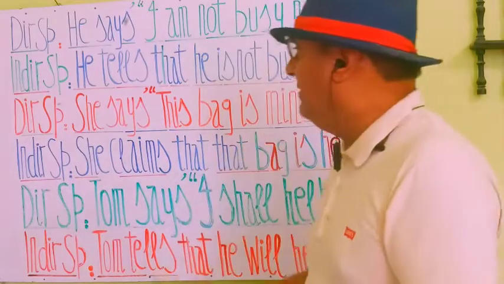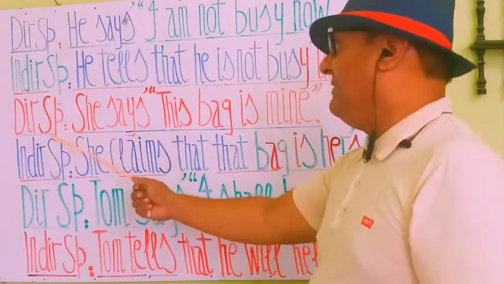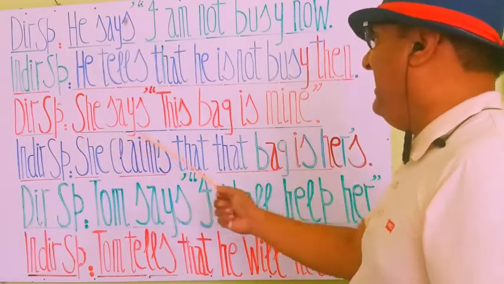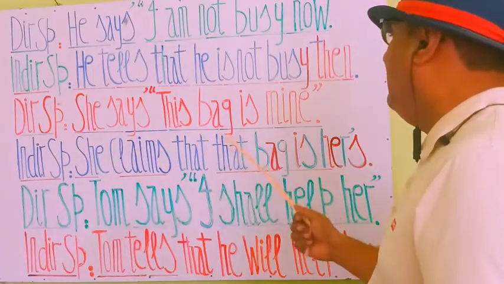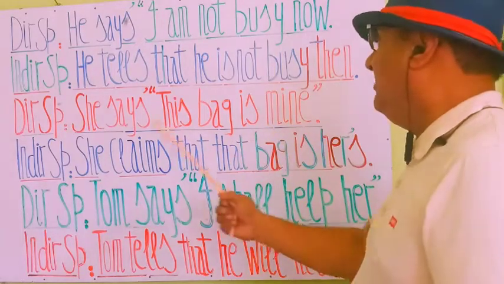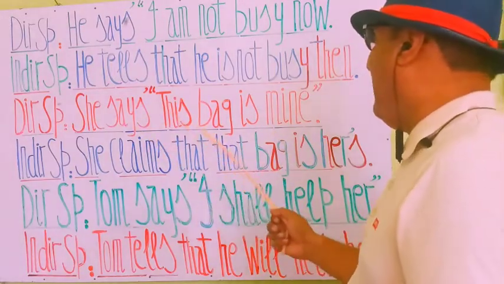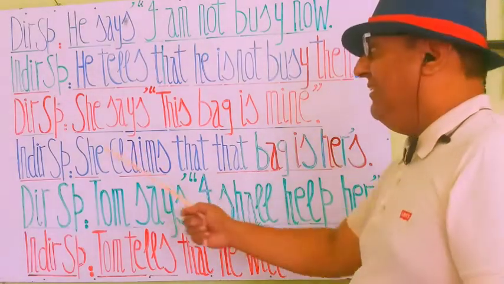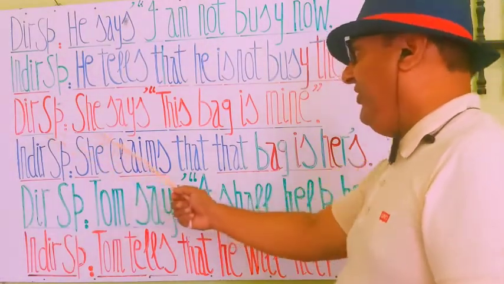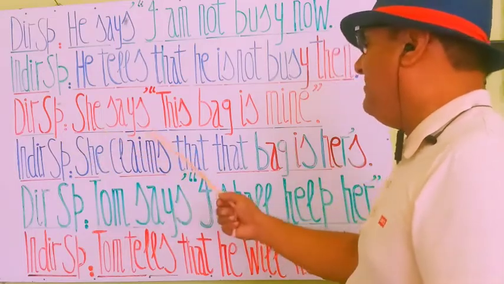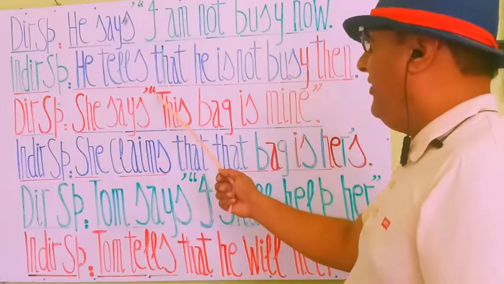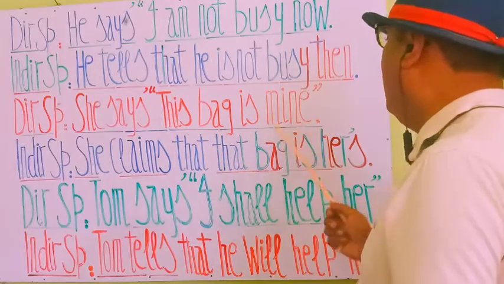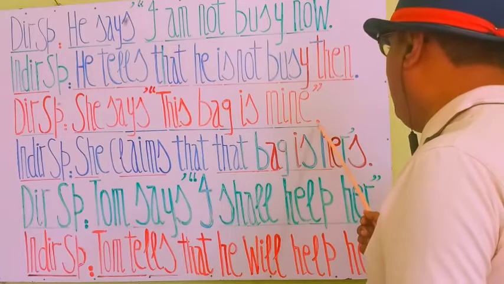I see that the next statement is a direct speech statement. She says, comma, inverted comma start. This bag is mine. Commas close, full stop. This is a direct speech and it's in two parts. She says, comma, inverted commas start. This bag is mine. Commas close and full stop.